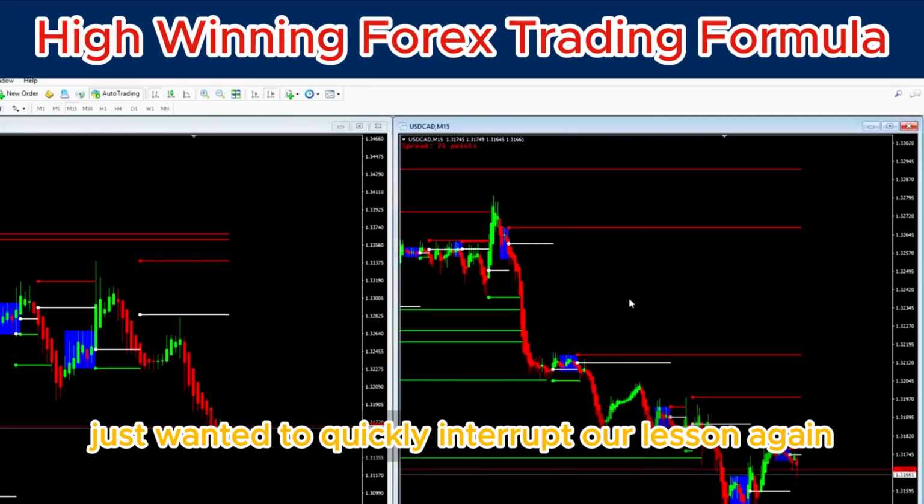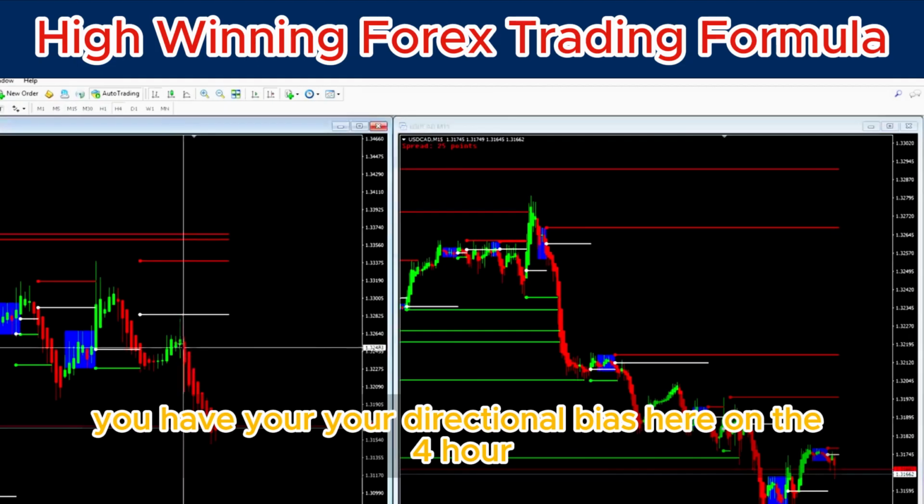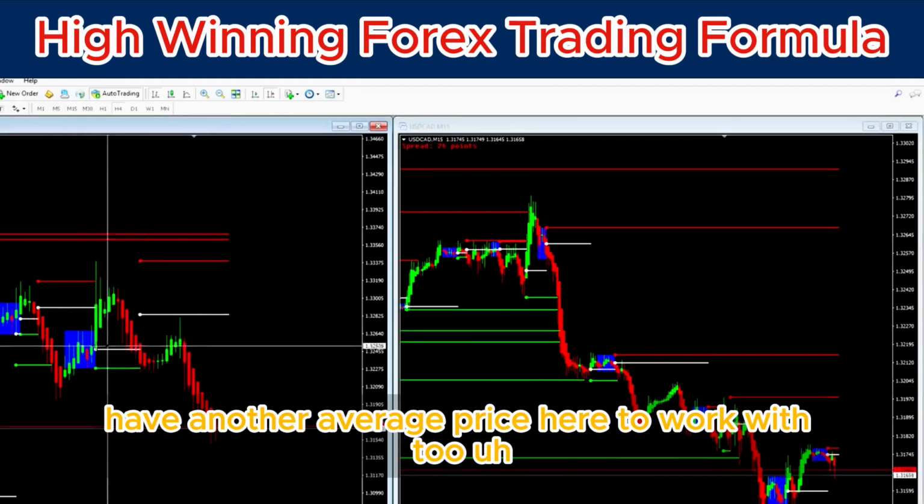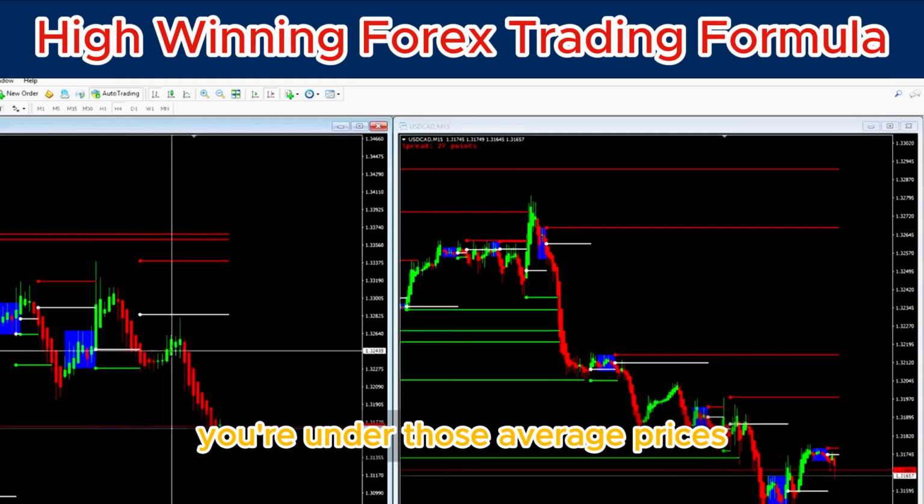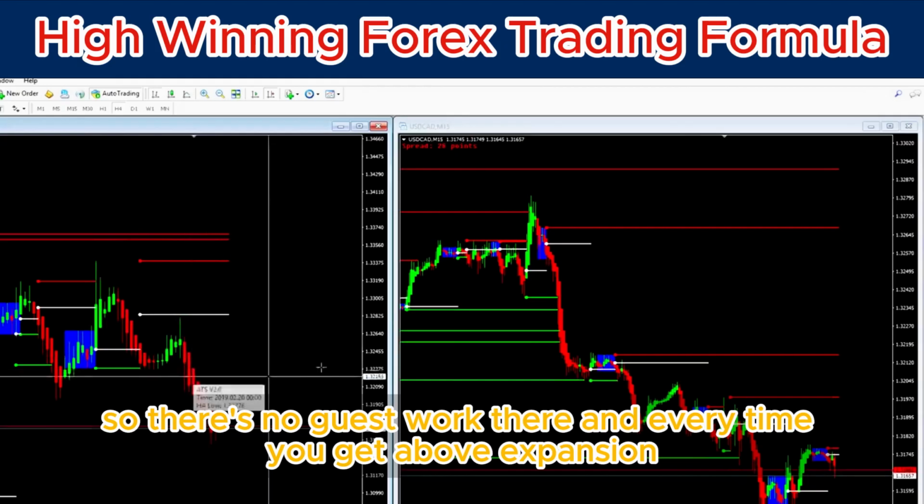Just wanted to quickly interrupt our lesson again, jump over to the live chart. This is literally what I'm talking about on the illustration. You have your directional bias here on the 4-hour. We're settled under average price. Have another average price here to work with too. You're under those average prices. That's showing you your directional bias. So there's no guesswork there.